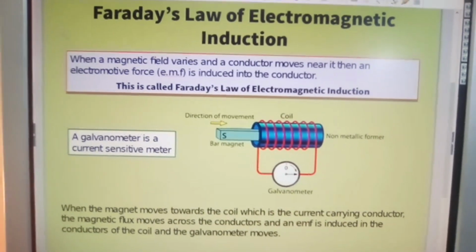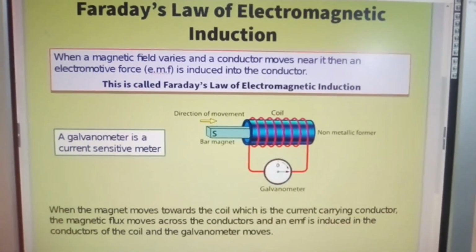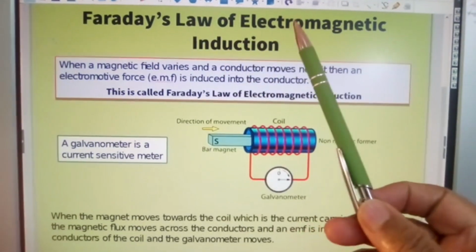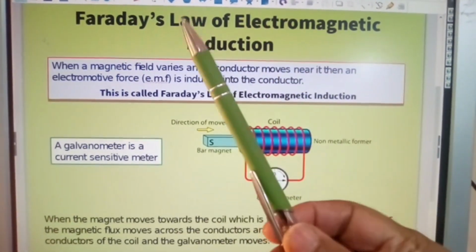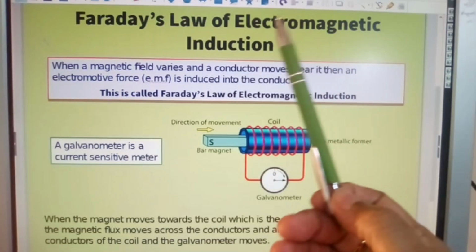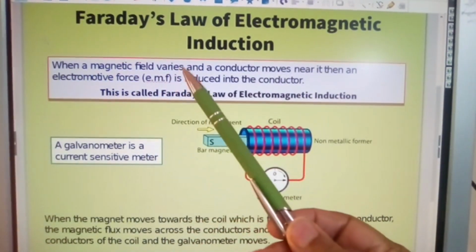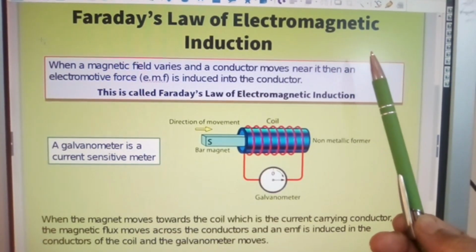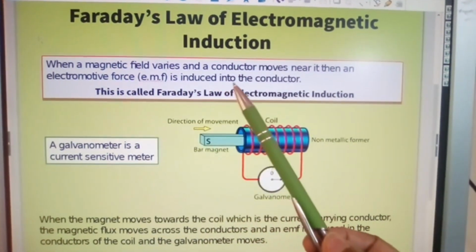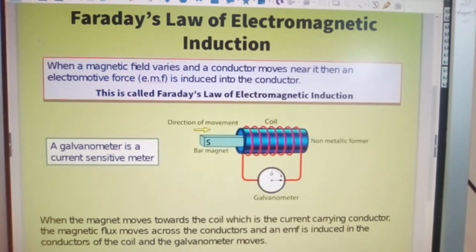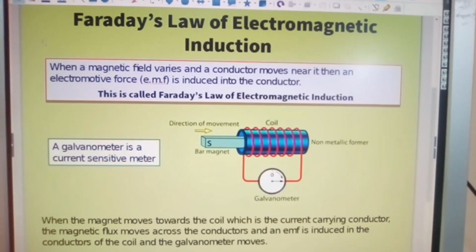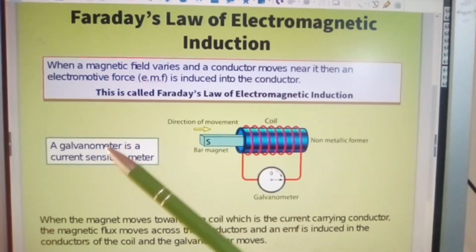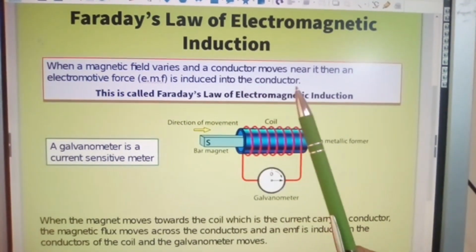Now, let's look at Faraday's law of electromagnetic induction. Okay, again, Faraday's law of electromagnetic induction. When a magnetic field varies and a conductor moves near it, then an electromotive force, EMF, is induced into the conductor. This is called Faraday's law of electromagnetic induction.